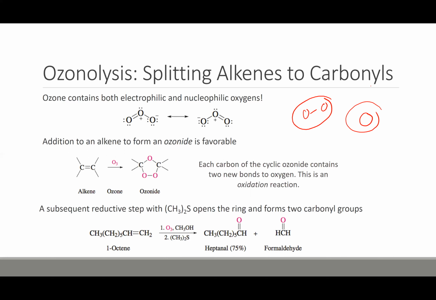Now, ozonolysis is actually used more often in combination with a subsequent reductive step. This uses this sulfide group to open the ring and form two carbonyl groups. So instead of forming this ozonide group, essentially we split this double bond in half and form a carbonyl on each of those halves.